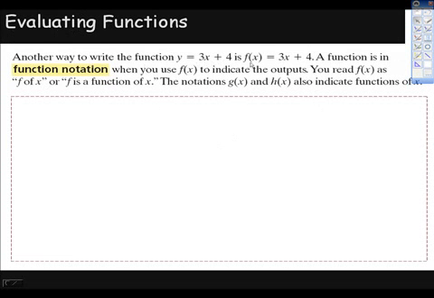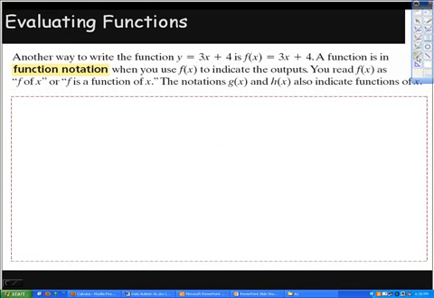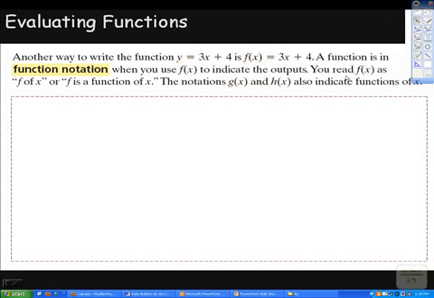Another way to write a function is to use function notation. And notice there's really not that much different here. Instead of saying y equals, we say f of x equals. Everything else is the same. We can also use G or H or other letters instead of F. F, G, and H are the most commonly used, however.